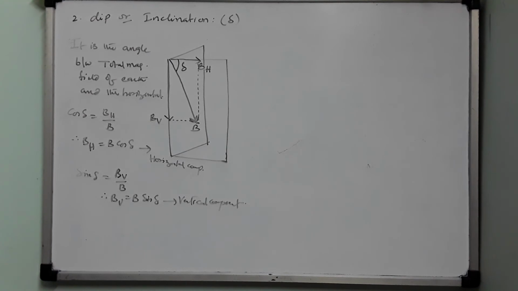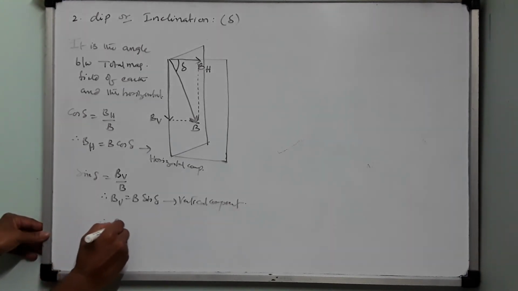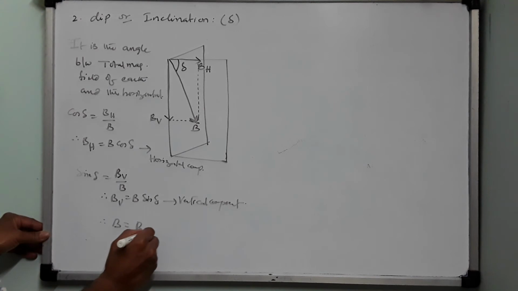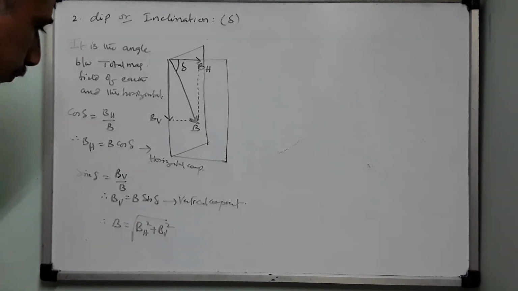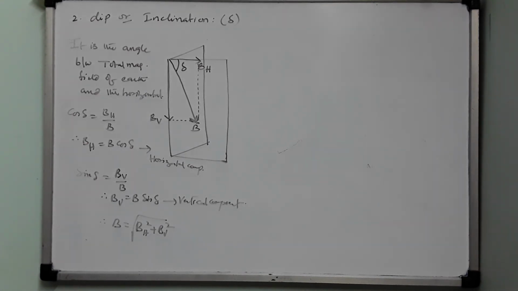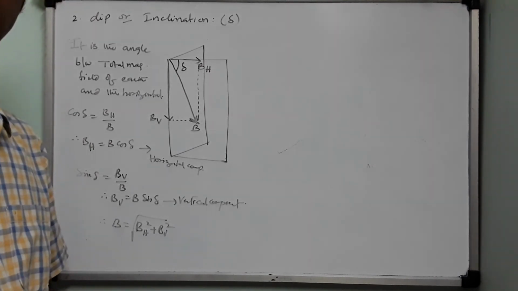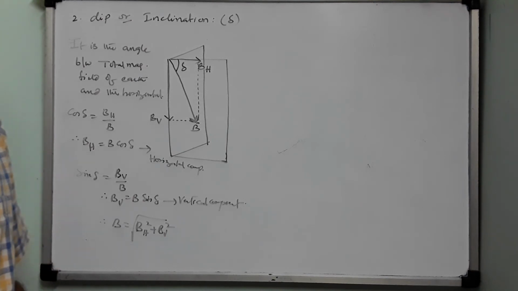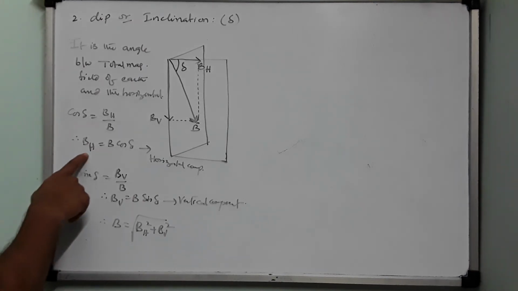Okay, right. So then B will be expressed as root over BH square plus BV square. So therefore B equals root of BH square plus BV square. This is simple trigonometry only, you can see from the diagram. So these are important for 1 mark questions. Calculation of the horizontal component of Earth from the total field: they will give you the B value, and you will be asked to calculate the BH value. BH value will be calculated as B cos delta.